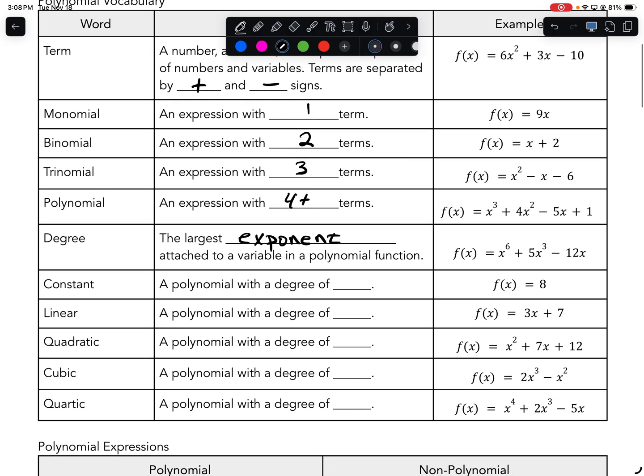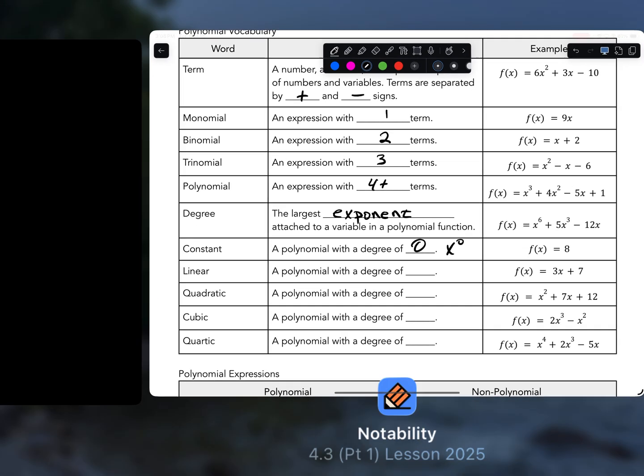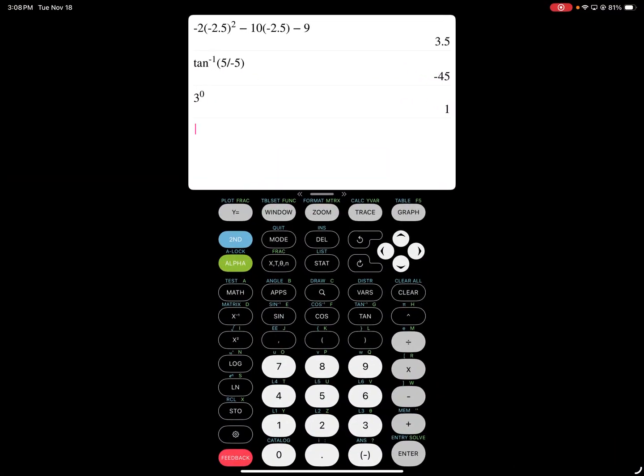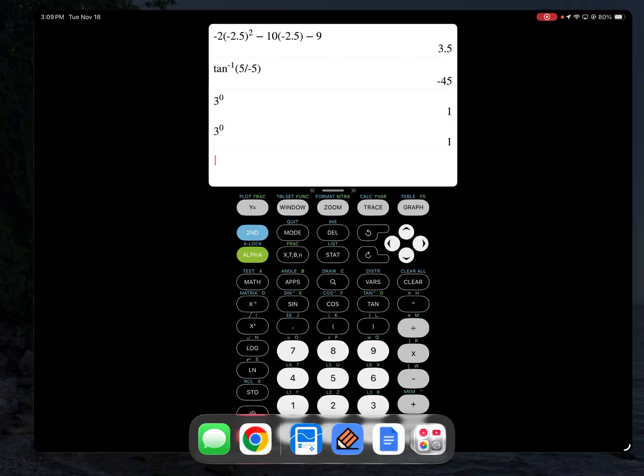So a constant is a degree of 0. What's x to the 0 equal? Actually, let's write 0 there. Show me with your hand what it is, x to the 0. 1, right? A lot of kids think it's 0. So let's say you forget that on the test. You can go to your graphing calculator and just do 3 to the 0 power like that, and then you see it's 1, okay?